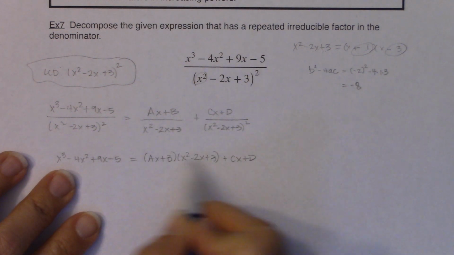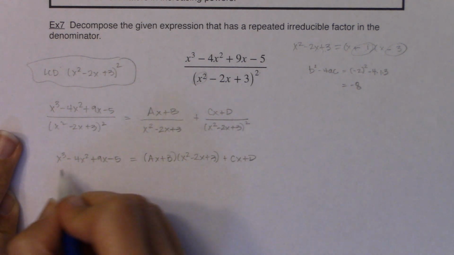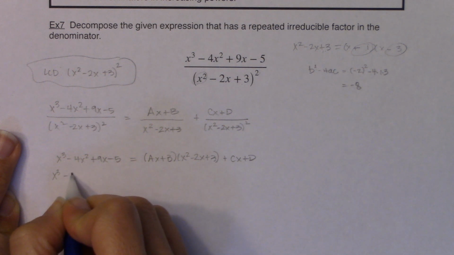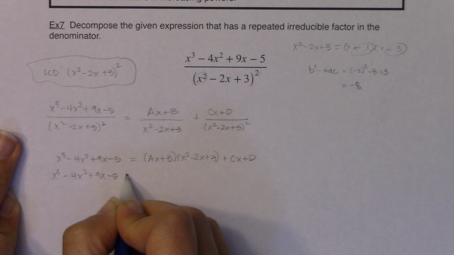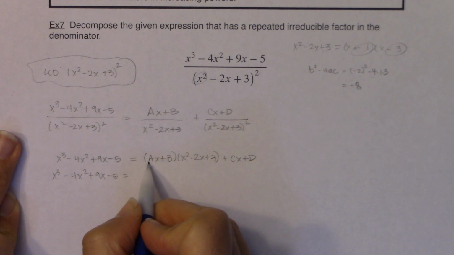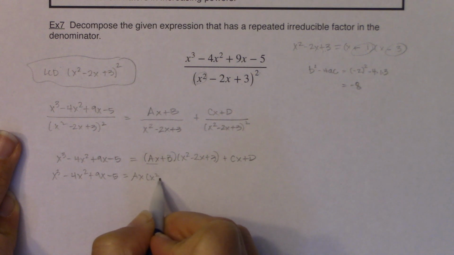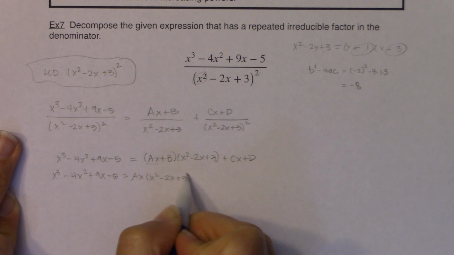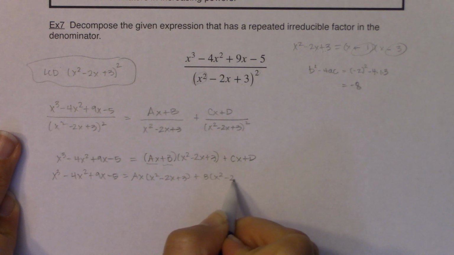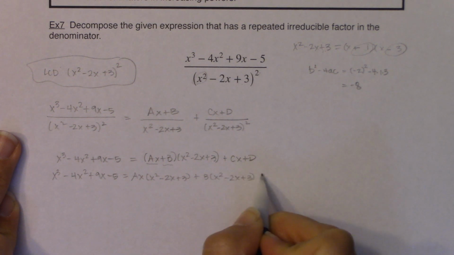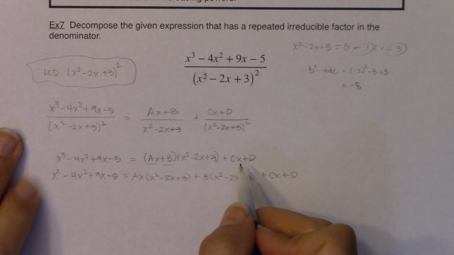I'm going to multiply everything out and line up terms. So if I start to multiply everything out, x cubed minus 4x squared plus 9x minus 5. Okay, I've got to distribute. I've got to take the ax and multiply it to every term, and then take the b and multiply it to every term in that trinomial. And then I've got cx plus d. On the upside, I don't have to distribute anything here.